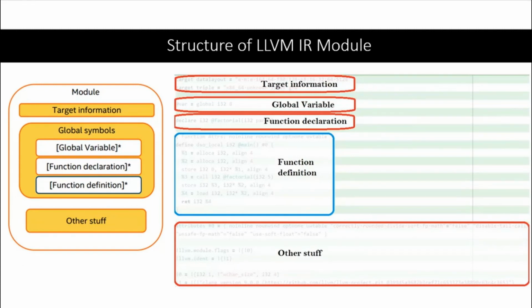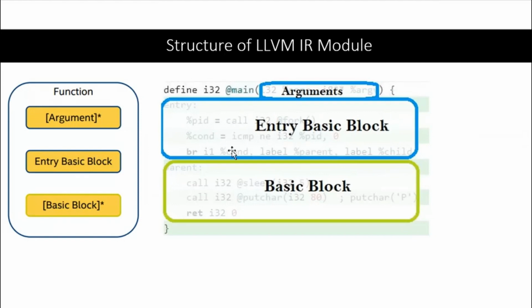So zooming into function definition, we see that it contains the definition, then the data type of the return, then the name of the function, and then it has zero or more arguments. So each function must contain at least one entry basic block, which is the basic block into which execution of the function jumps. And then after the entry basic block, which is required, it contains some more optional basic blocks. So you can have functions with complicated control flow.